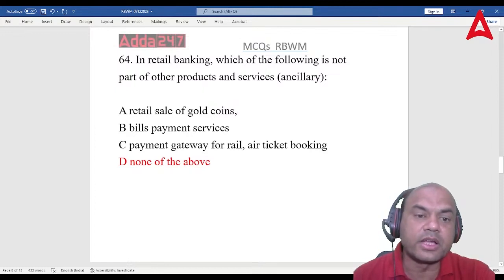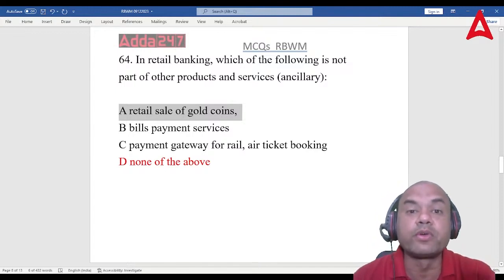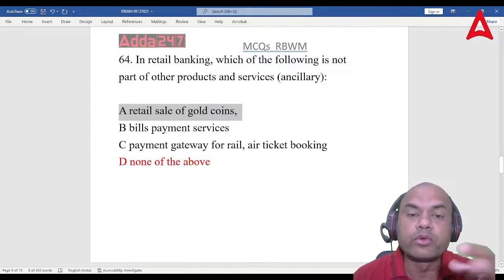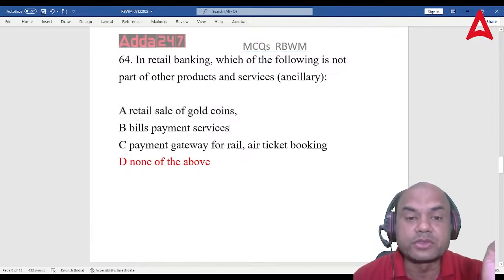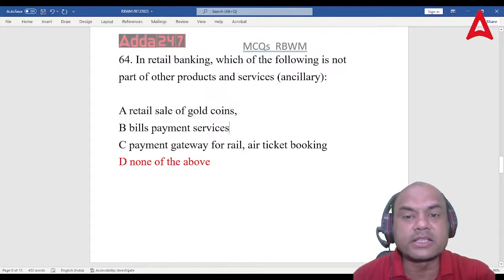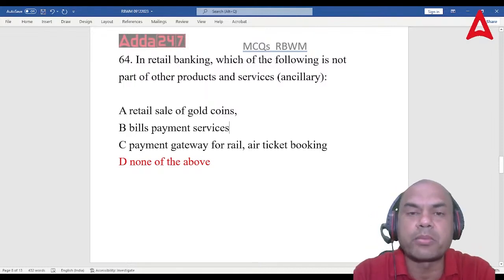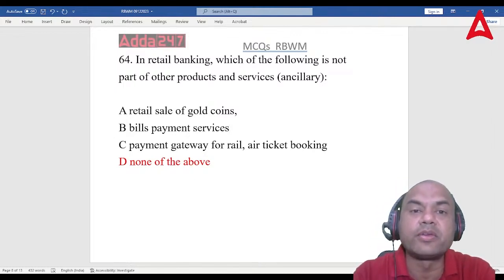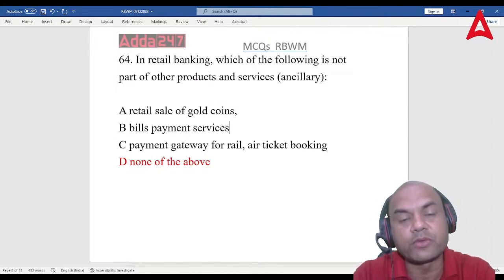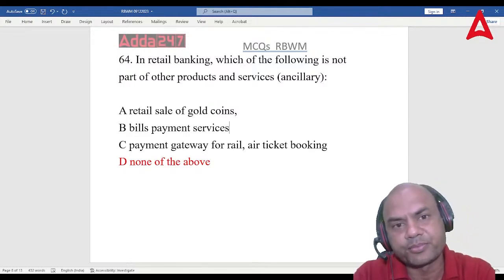What did I say? You'll get a problem in this gold coins, because nowadays very few banks sell gold coins, because the margins are very limited in that. But that is also an ancillary service. What are ancillary services? Ancillary services are those services which are not a core banking product. What is a core banking product? Core banking product means savings, current, FD for deposits, and for loans, housing loan, personal loan, consumer loan, all the types of loans. Any loan given is a core product.